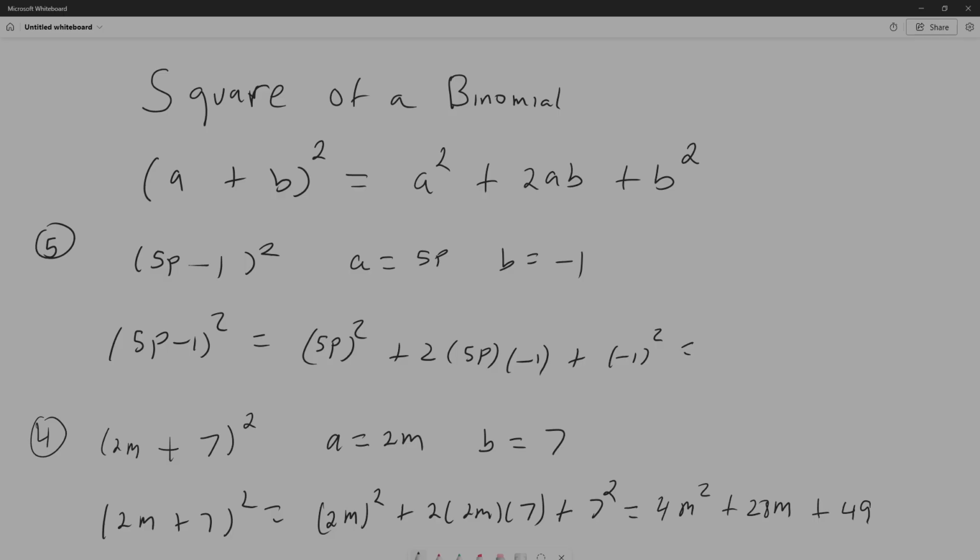So 5p squared is going to be equal to 25p squared, and then 2 times the middle term is 2 times 5 is 10 times -1, that's -10p, and then -1 squared, that's just 1.